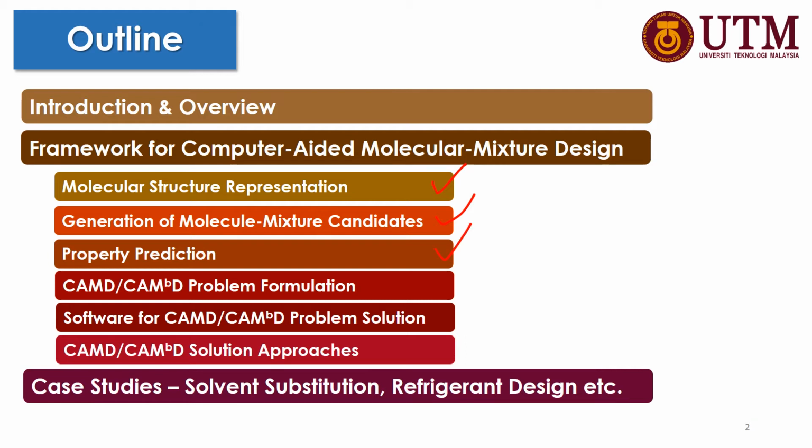Based on the molecules and mixtures which have been generated, how can we predict the properties if we don't have the experimental values, or any known information on their properties? Then what we need to do is predict those properties using available property models.